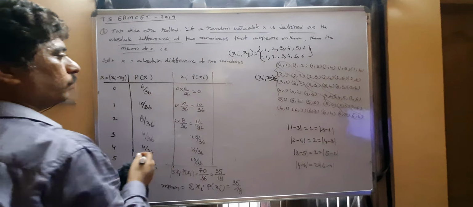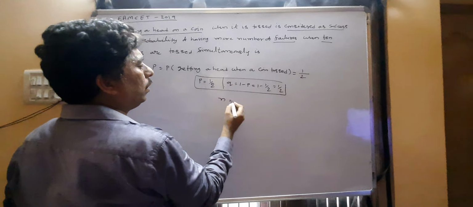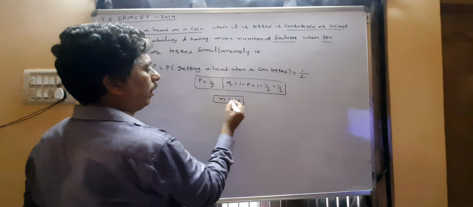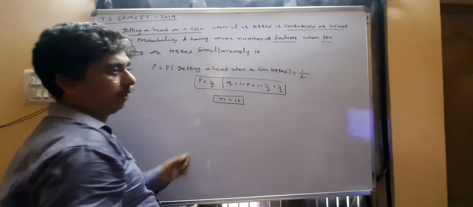We know very well. Now, probability of having more number of failures. They are asking more number of failures when 10 coins are tossed. Means n equal to 10, number of coins equal to n, 10. Probability of more number of failures. More number of failures means not getting the head.